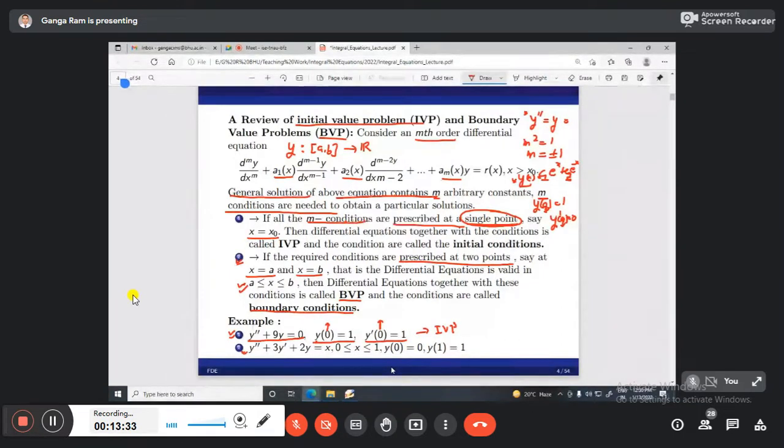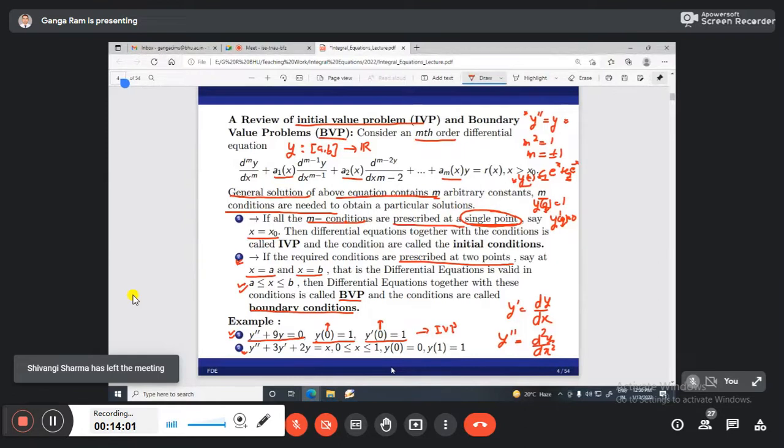Okay, now come to the second example. It is y double prime plus 3y prime plus 2y equal to x. Here y is a function from an interval to R. Basically y prime is dy upon dx, and y double prime is d square y upon dx square, meaning y is a function of x, defined from a to b to R.